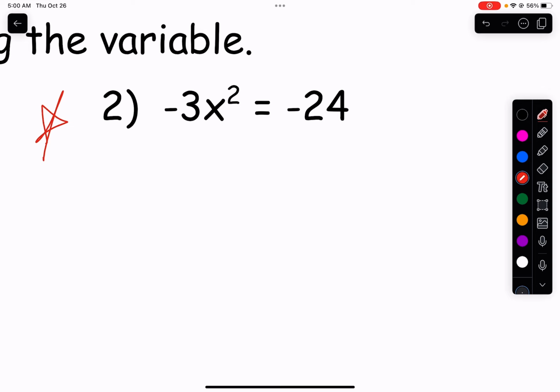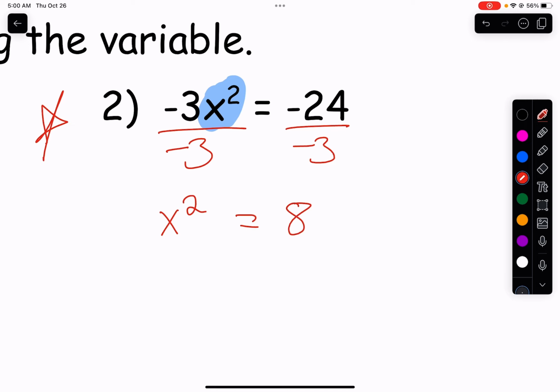What would be the first step here to try and get the x squared by itself? We would have to go and divide both sides by -3. So we get that x squared equals 8. Now, to get the x squared to become just an x, I'm going to take the square root of both sides, add in a plus minus. So I get that x is equal to plus minus the square root of 8.